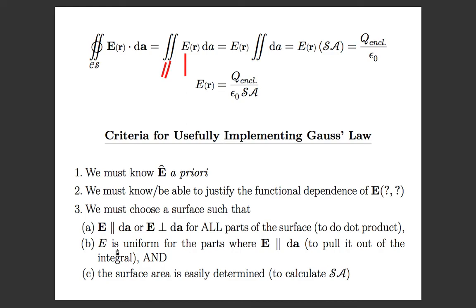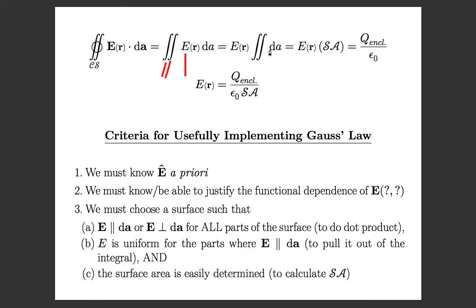We also need a surface such that E is uniform across the surface wherever E and dA are parallel. This allows us to pull E out of the integral. So we need to know that whatever this surface is, the magnitude of the electric field is the same everywhere across that. The direction doesn't necessarily have to be the same, but the magnitude has to be the same.